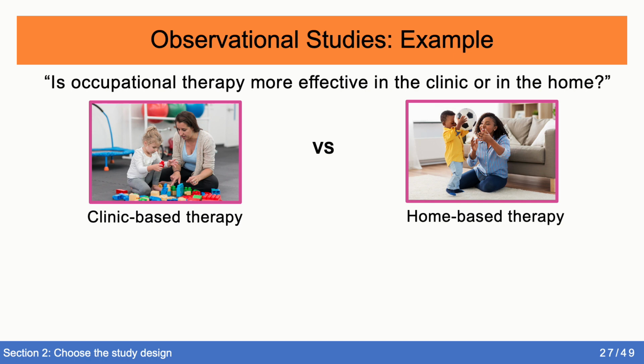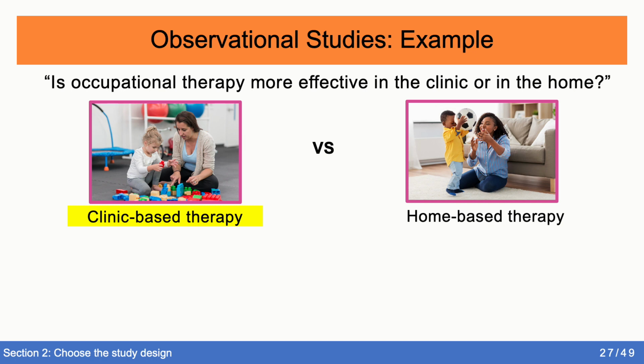Let's say children who received therapy in the clinic made more progress than children who received therapy at home. Based on the observational study results, the researchers might think that clinic-based therapy is always better than home-based. But because we couldn't control what the occupational therapists were doing, it's possible that another variable accidentally influenced our results.